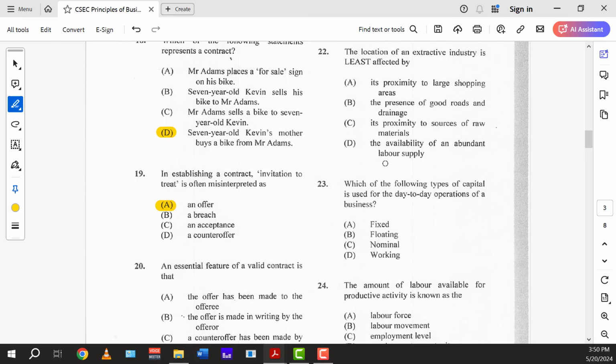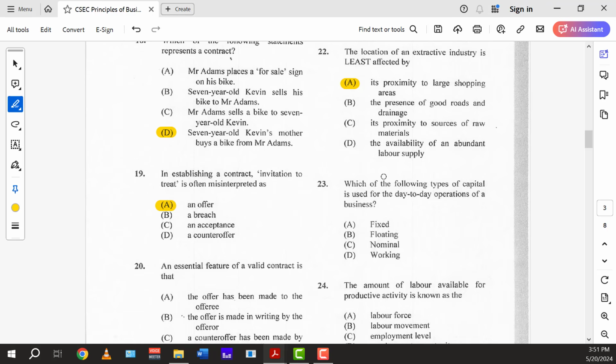Number 22. The location of an extractive industry is least affected by A, its proximity to large shopping areas. B, presence of good roads and drainage. C, its proximity to source of raw materials. Or D, the availability of an abundant labor supply. Best answer here is, of course, who cares about a shopping mall for an extractive industry? Shopping areas, I don't care about that. Most of these extractive industries are located way out.